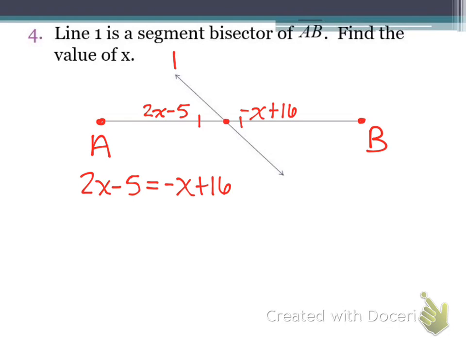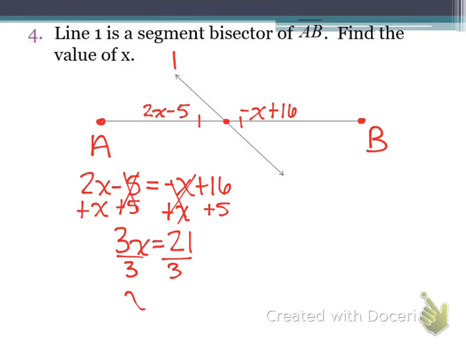So I set up an equation, and then I use all of those algebra skills from last year or the year before to solve. Okay, so I'm going to add x to both sides to cancel those out. I add 5 to both sides to cancel these out. I'm left with 3x equals 21. When I divide, I get x equals 7. There we are. We were only asked to find the value of x, so we don't have to plug it back in.